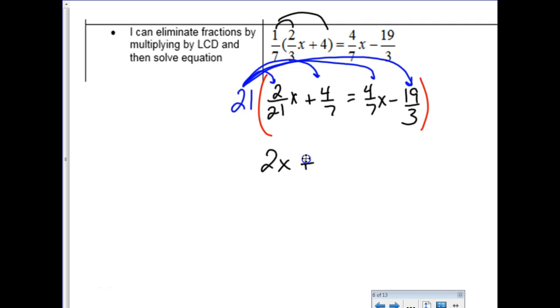So 2x plus 21 times 4 7 would be 3 times 4, so 12. Same thing here, so 12x. All right, 3 and 21 would cancel to a 7. I don't know what that is. 19 times 7, 130 something. I don't trust my brain today, guys. 133.